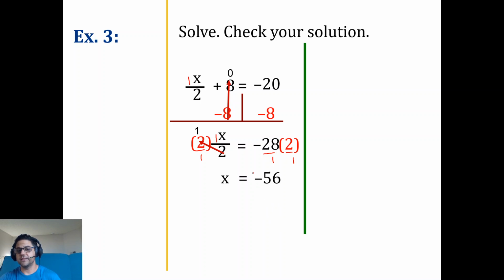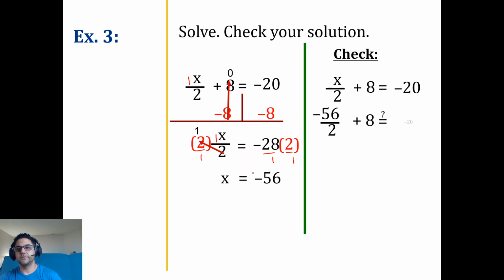So when I check it, remember, if I'm going a little too fast, you can pause it, back up the video. Negative 56 divided by 2. Well, if I divide, that gives me negative 28 plus 8. Again, different signs, so I'm going to subtract to get a 20 with the negative sign. So negative 20 does equal negative 20.